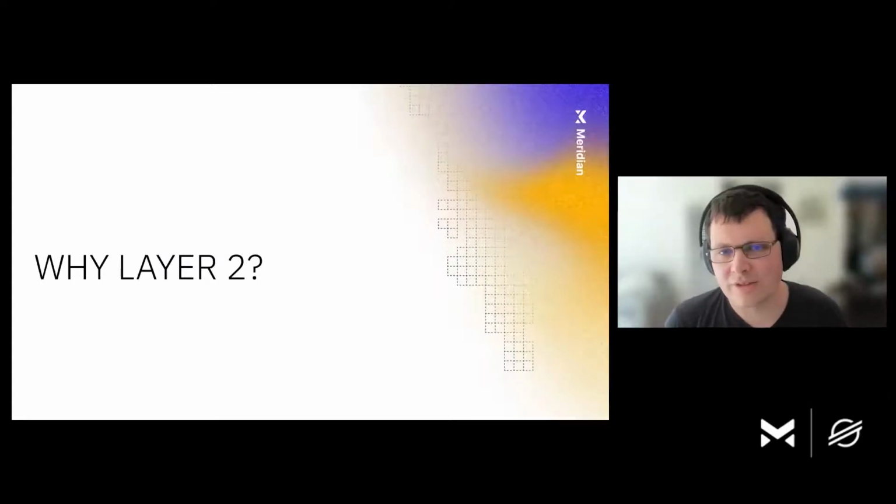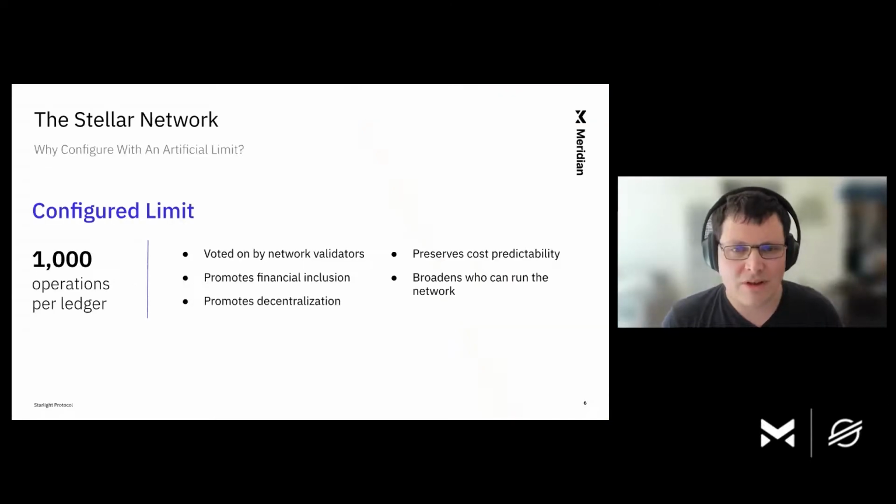So why layer 2? We've been experimenting with layer 2 to see if there are capabilities we could bring to Stellar users, specifically Stellar users who need to process large numbers of payments. Processing a large number of payments has an upper limit on layer 1 networks that guarantee consensus and provide fast transaction confirmations like Stellar. The Stellar network today is configured with an artificial limit of 1,000 operations per ledger.